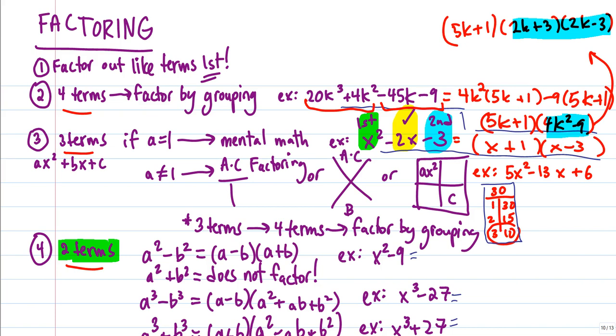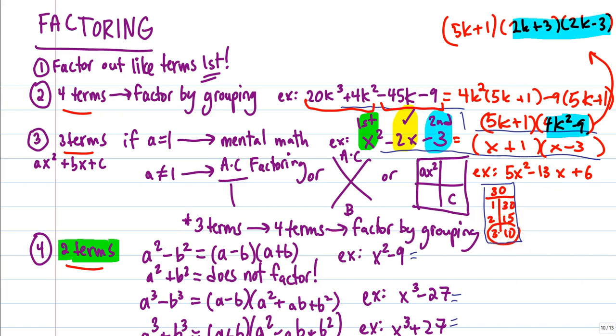What happens if the a is not a 1? Well, it gets a little more complicated. I recommend AC factoring. I like to use the table. Some of you like the x, some of you like the area model. All are fine. But I've already set this one up. So 5x squared minus 13x plus 6, 5 times 6 is 30. That's my AC. I want to make a 13, how about 3 and 10?